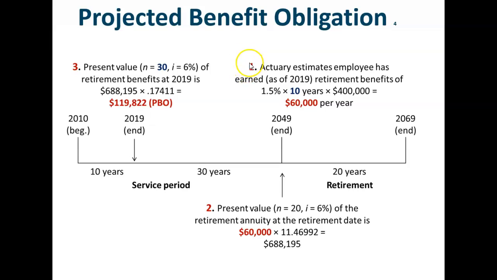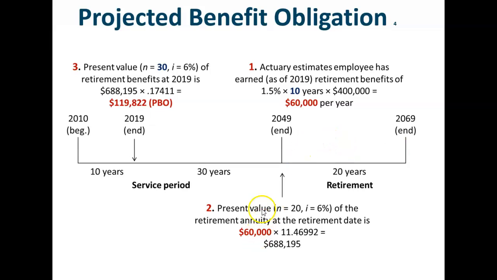Step 1. Using the pension formula, where the projected future salary is $400,000 and years of service to date is 10 years, we determine the retirement benefit earned to date to be $60,000 per year. That's 1.5% times 10 years of service to date times $400,000 equals $60,000 per year for 20 years.